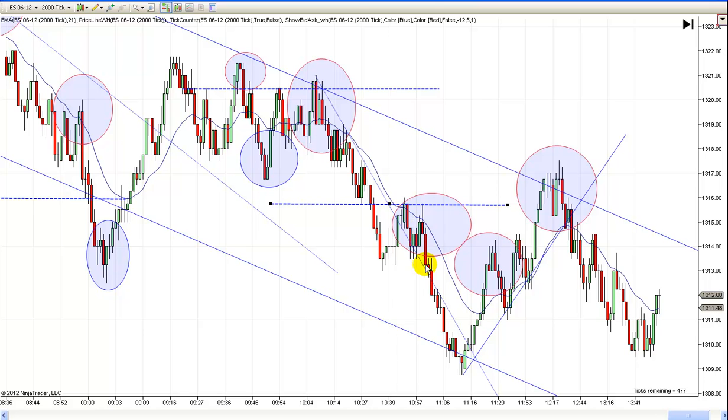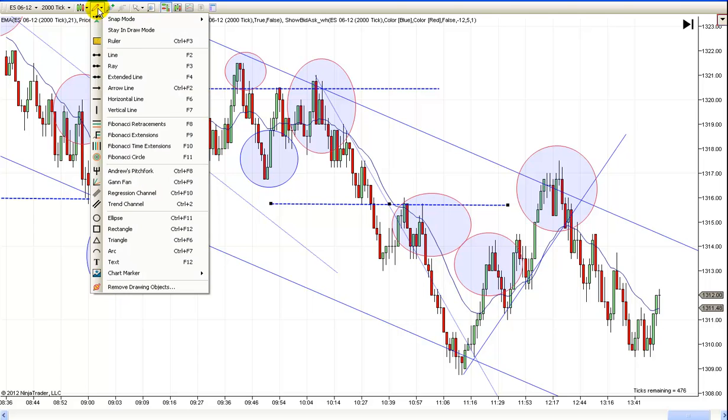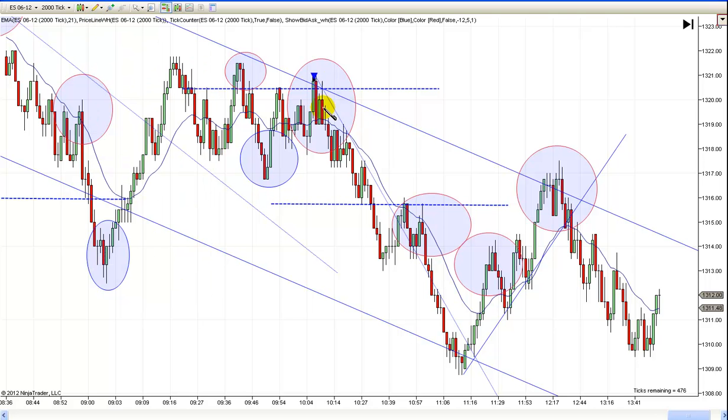And when you saw this one heading lower, you should have been thinking a measured leg like this one, because here's your first leg, and you should be thinking that our next move down should look similar to that. And look, there it is. It's not exact, it missed by a tick or two, but that's because we ran into this support down here on the other end.